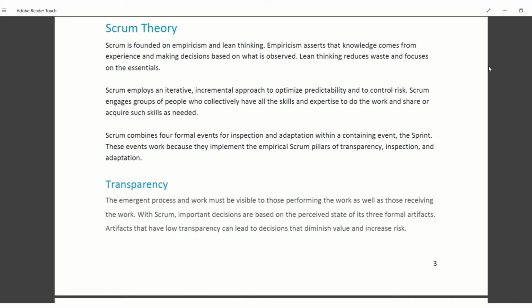Scrum engages groups of people who collectively have all the skills and expertise to do the work and share or acquire such skills as needed. Scrum combines four formal events for inspection and adaptation within a containing event, the sprint. These events work because they implement the empirical Scrum pillars of transparency, inspection, and adaptation.